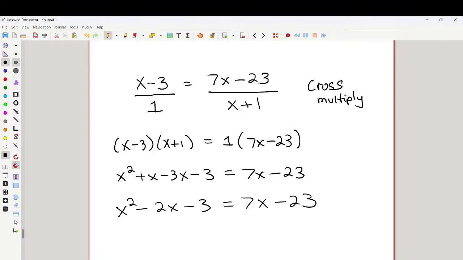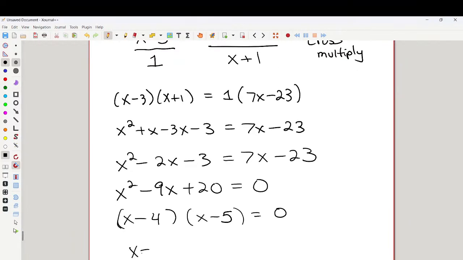Make one side 0, so subtract 7x. And to keep this ball rolling, I'm going to add 23 in a single move. Ready? Subtract 7x minus 9. Add 23 minus, positive 20. Find two numbers that multiply to positive 20, but add up to negative 9. That does it.